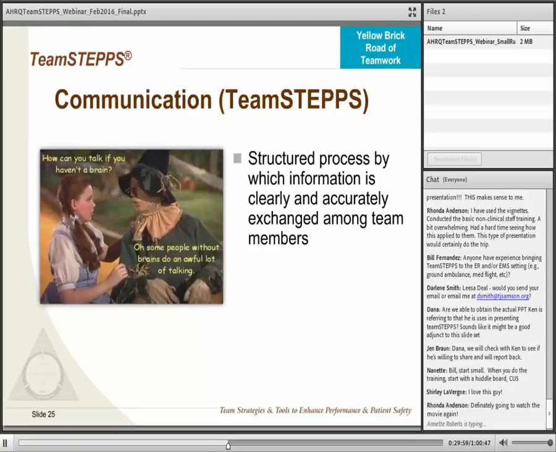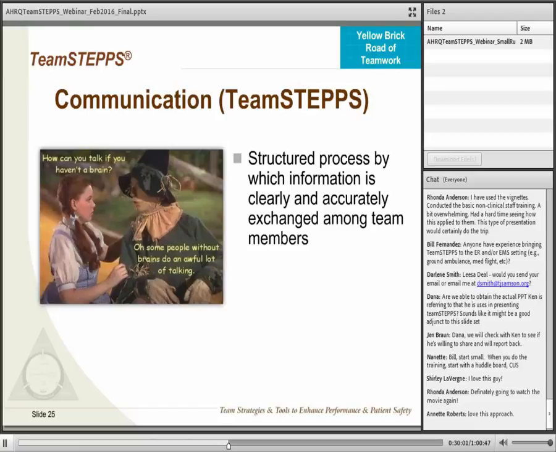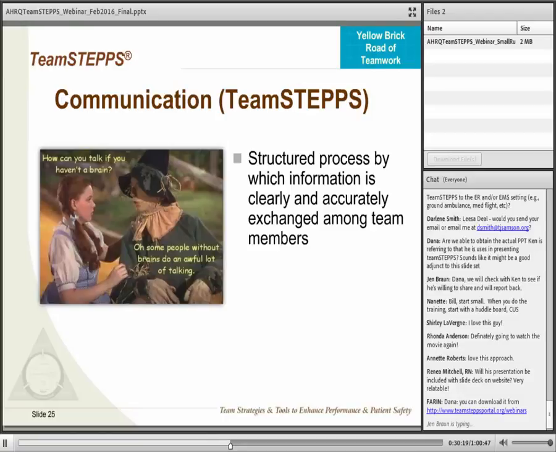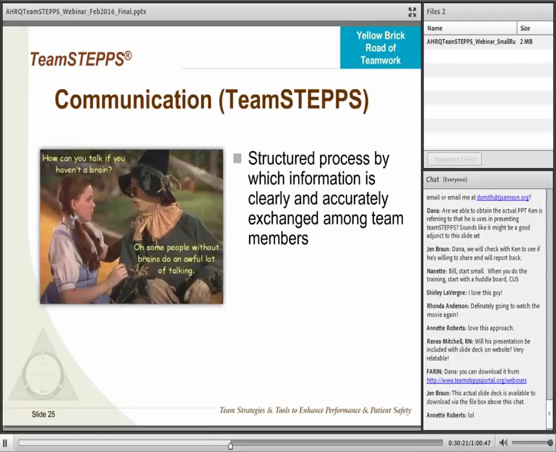Okay? Because communication is universal. In leadership, how do we communicate? I don't know if you can see the slide well, but it's one of my favorite slides in the presentation, and it's the quote from the movie: "How can you talk if you haven't a brain?" "Oh, some people without brains do an awful lot of talking." So I could go lots of places with that line, but I won't, in the interest of time here. But it's a great slide.